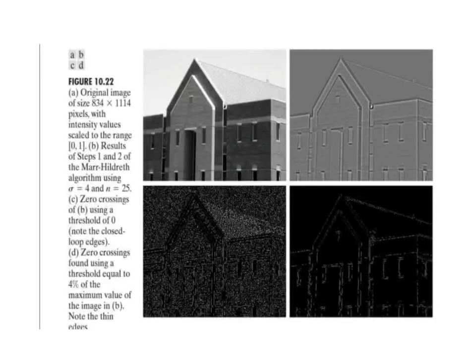Another important consequence of using zero crossings for edge detection is that the resulting edges are 1 pixel thick. This property simplifies subsequent stages of processing such as edge linking.